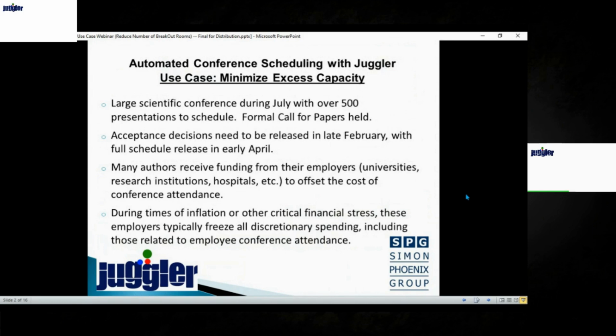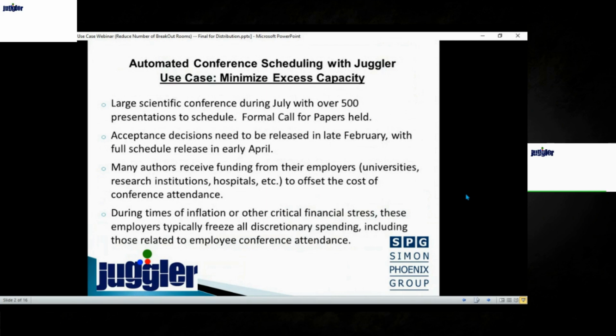As with many scientific conferences, a lot of the people attending are connected to either universities or research institutions or hospitals or some other similar organization where the authors, presenters receive direct funding from their employers in order to offset the cost of conference attendance. And this is a very common feature with large scientific conferences.